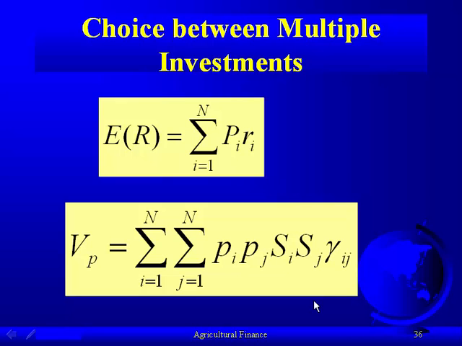And the expected return is just the proportion of each investment multiplied by the rate of return or profit associated with that, and we sum them up, and that's going to give us our expected return. And then the variance, we have to add another summation sign to it, but we still have the proportions, the standard deviation, and the correlation between each of those. And if you look at that, those look scary, but in fact, they're just tedious. They're just simple multiplications and additions.